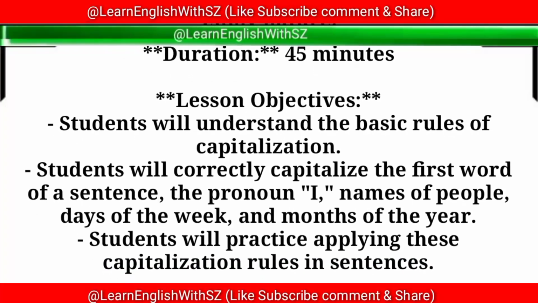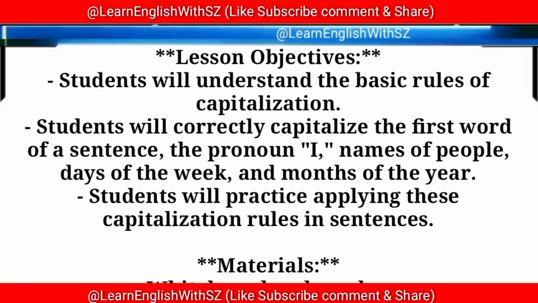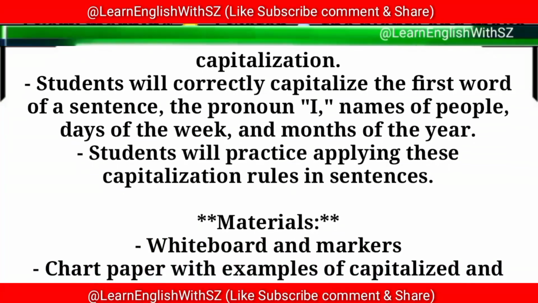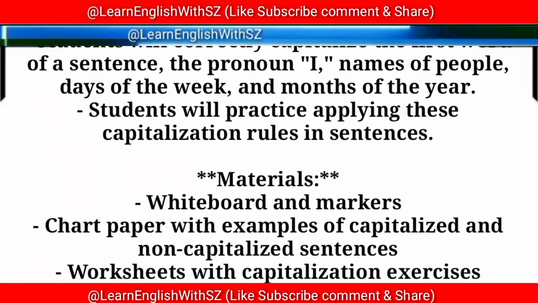Students will correctly capitalize the first word of a sentence, the pronoun I, names of people, days of the week, and months of the year. Students will practice applying these capitalization rules in sentences.